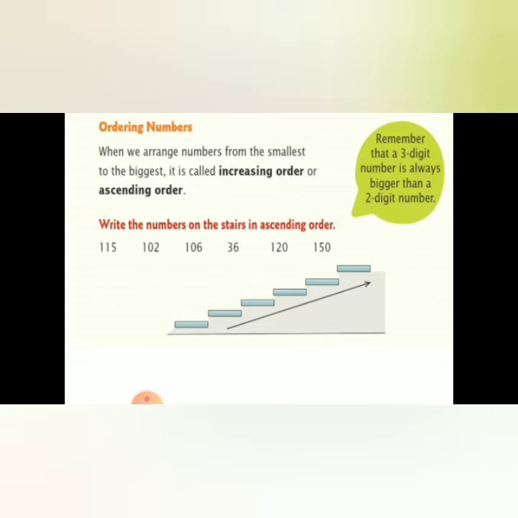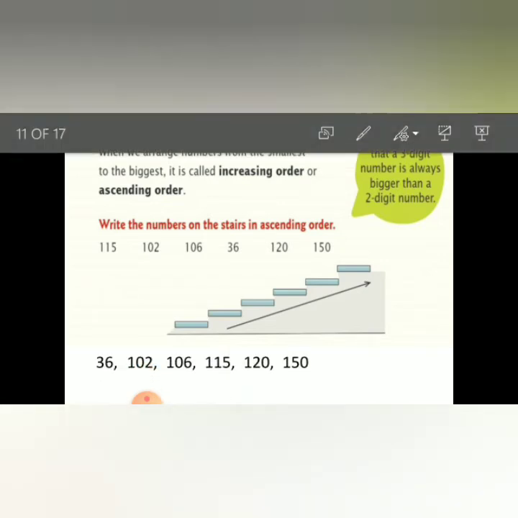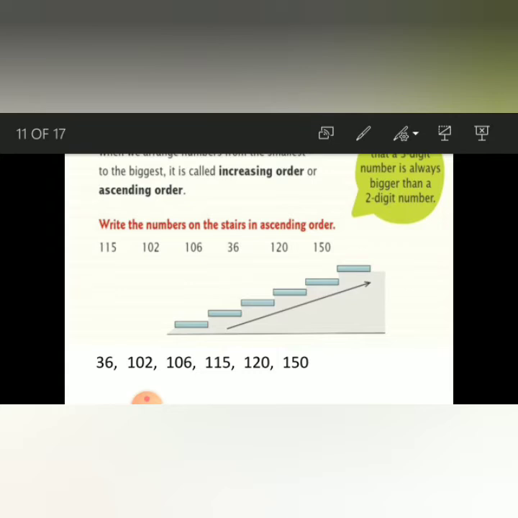If you look at this, there is one question: write the numbers on the stairs in ascending order. Here are some numbers. We have to arrange them from the smaller number to the bigger number. And in this, there is a two-digit number also. So that will be the first. Yes, 36 will be the first. After that, the number will be 102, then 106, then a little bigger, that will be 115, then bigger, that is 120, and the last will be 150.